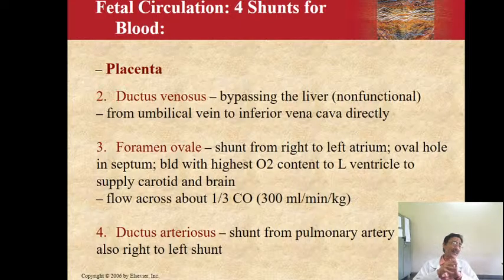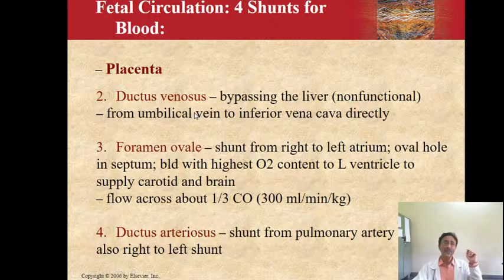One of the basic and most important shunts here is the placenta, where the blood is passing through the placenta, bypassing the other things. So the placenta is the main source of shunt in fetal circulation. The other is the ductus venosus.